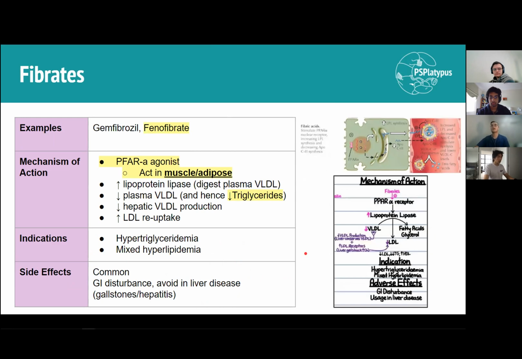Okay, now we come to fibrates. So you learn about, again, two fibrates when it comes to this area, gemfibrozil and fenofibrate. They're technically both taught, but only one of them is on your core drug list.